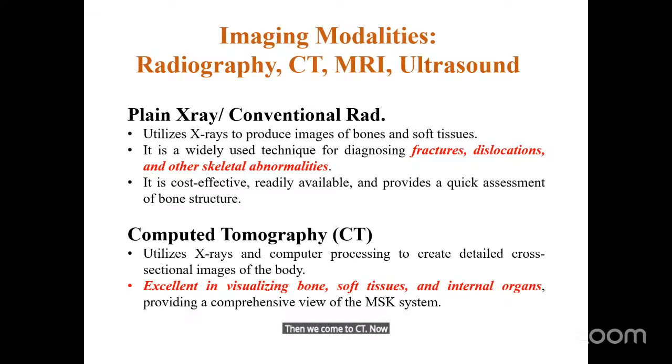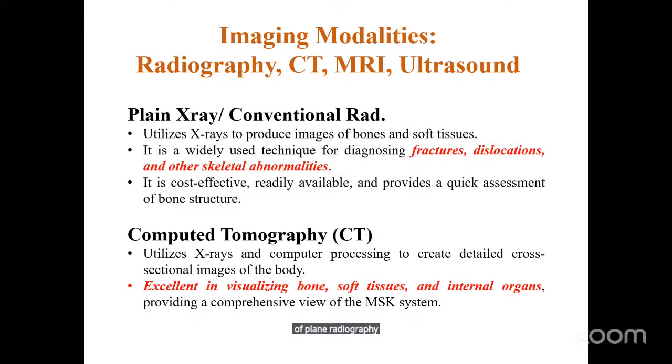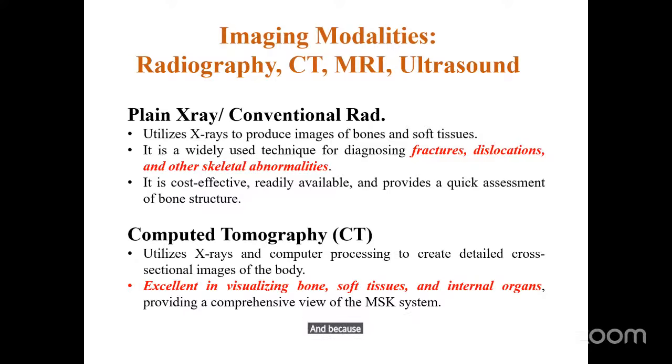Now, CT, because of the computer, still uses X-rays, that's the harmful type, but it generates images in slices. It tends to solve the problems of plain radiography. How? Because you can see images in slices and you will not see images that are crowded or superimposed. And because it uses a computer, it gives you the ability to manipulate the images in so many respects. So because of that, CT is used to assess complex bony pathologies, complex soft tissue pathologies, and even internal organ assessment.